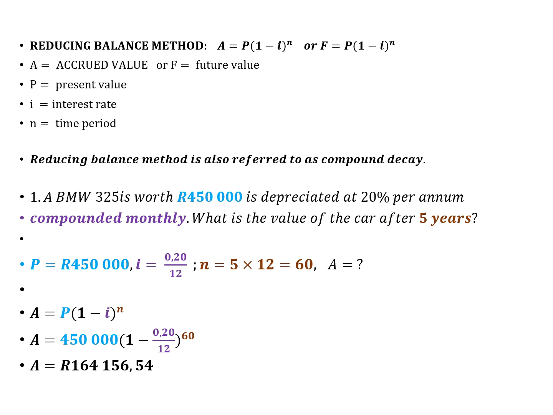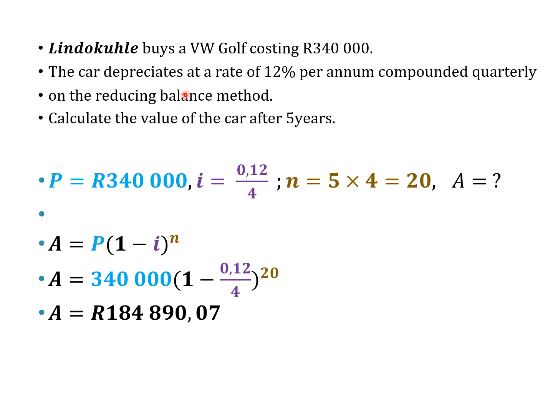Alright. Let's look at the next problem. Linda Kutler buys a VW costing 340,000. Right now, Linda Kutler and Tadiwan Ash are two boys I've tutored, and I'm very proud of these two boys. They've done very well. But they used to have this debate about which car is better and looks nicer and sexier, whether it's the VW or the Hyundai, especially the new Rangers that come out. So I just decided to use their two names here for reducing balance problems.